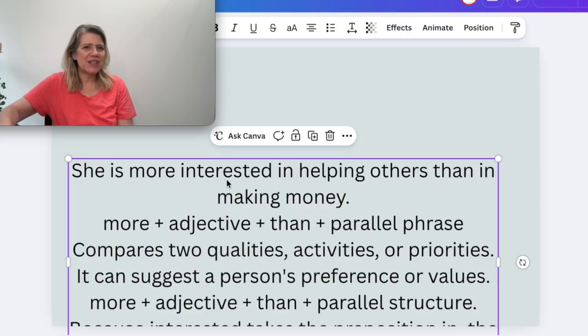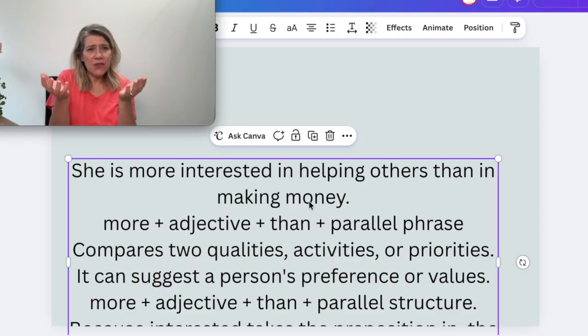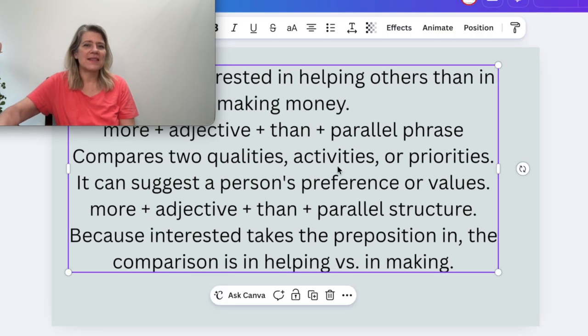We can put than between two parallel phrases. She is more interested in helping others, so this is one case, than in making money. This is the other case. Those are the two things that we're comparing, and we're saying she leans toward being interested in helping others. This compares two qualities, activities, or priorities. It can suggest a person's preference or values, just like I would rather do this than that. More plus an adjective than, and then the parallel structure, okay? Because interested takes the preposition in, the comparison is in helping versus in making.